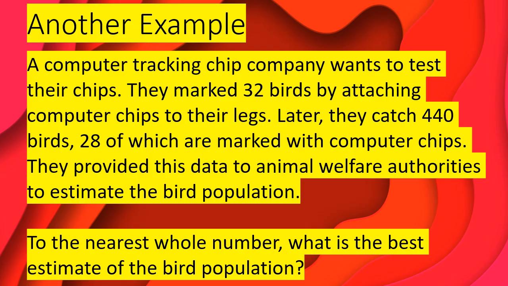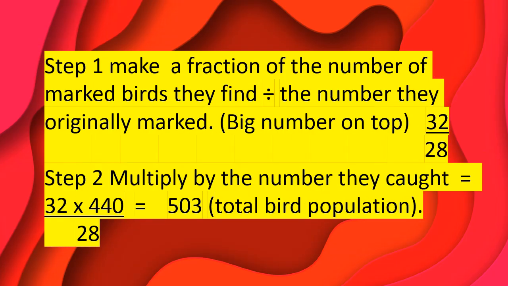So I'm going to go straight ahead with the answer. Step 1, we make a fraction of the number of marked birds they find divided by the number they originally marked. Big number on the top. So 32 on the top is the number they originally marked, 28 on the bottom. Step 2, we multiply that by the number they caught. So 32 over 28 times 440. And the answer to that one is 503, which is the total bird population.